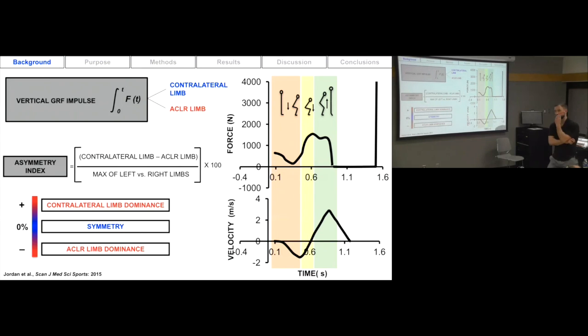Did you ever look at any of the other dimensions of the force plate, or did you only have access to the vertical ground reaction force for your asymmetry index? We only had access to the vertical. Okay. Yeah. And so, I guess that's the qualification about this.